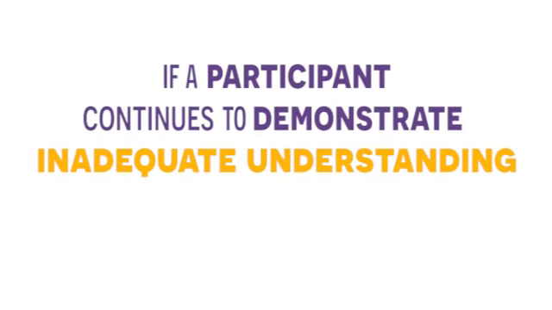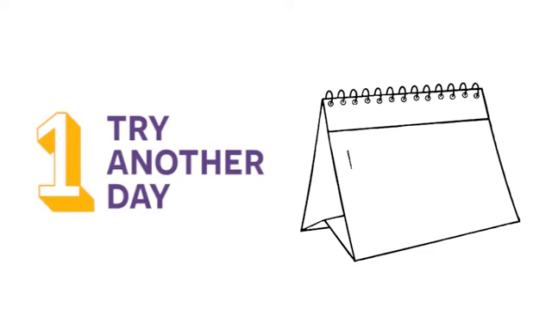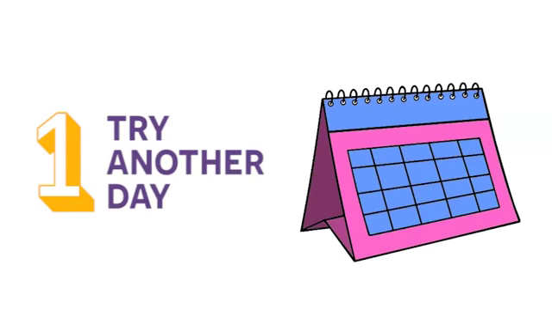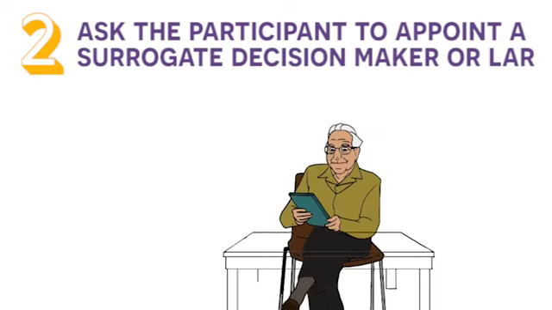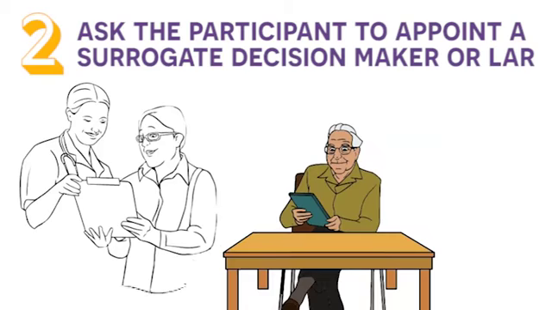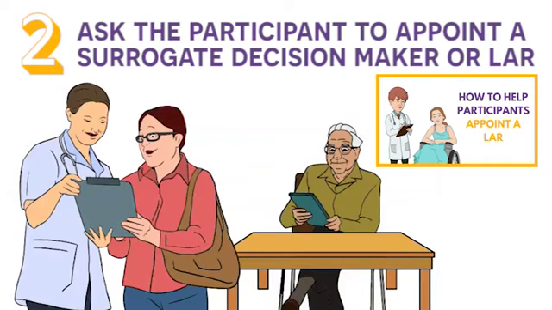If a participant continues to demonstrate inadequate understanding, then you have several options. 1. Try to obtain informed consent on another day if you think their cognitive abilities fluctuate. 2. Ask them to appoint a surrogate decision maker or identify a legally authorized representative. In situations where a legally authorized representative is providing informed consent, it's appropriate to assess their understanding of consent information for studies that are greater than minimal risk. See our video on helping to appoint an LAR.